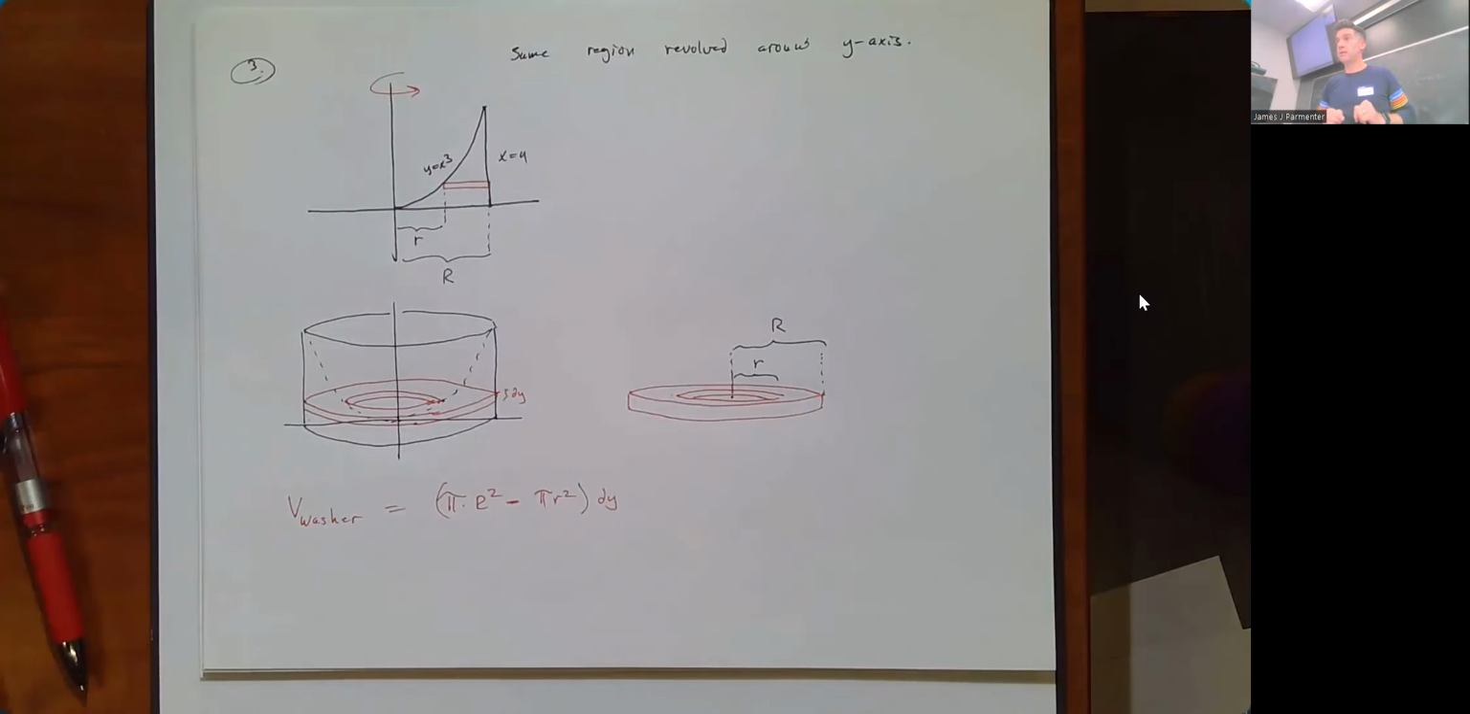Yes. Right, the disk method is a special case of the washer method. The special case being that the inner radius is 0. So the washer method is the more general method.